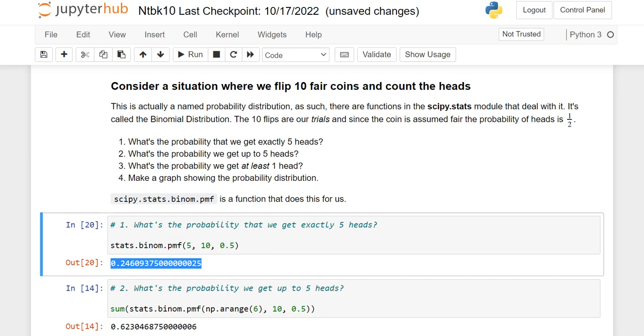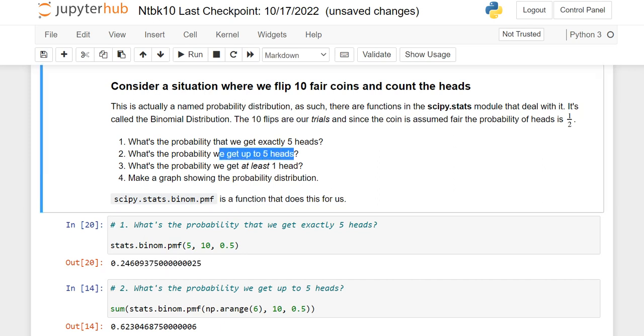Okay. Well, that's interesting. So what's the probability that we get up to 5 heads, right? So we could have 1 or 2 or 3 or 4 or 5 or 0, right?